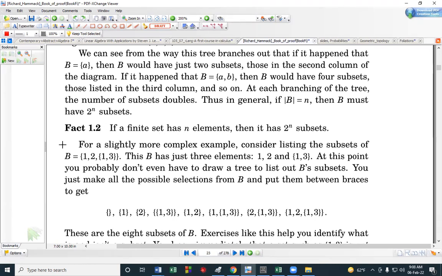Now the question is like fact 2. We would like to see how many subsets of a set with finite elements there are. If a finite set has n elements, then it has 2 to the power n subsets. Okay?